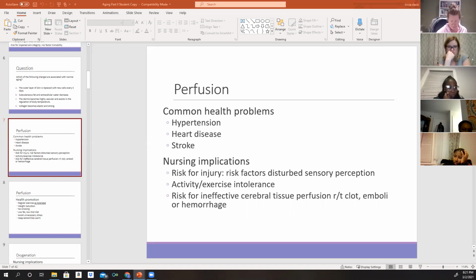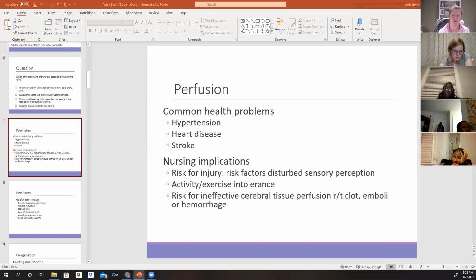risk for injury. So risk factors due to disturbed sensory perception. So that disturbed sensory perception can occur in the hands, in the feet, especially with that swelling. Activity and exercise intolerance is something else that we might see. And then another one would be risk for ineffective cerebral tissue perfusion related to clot, emboli, or a hemorrhage.